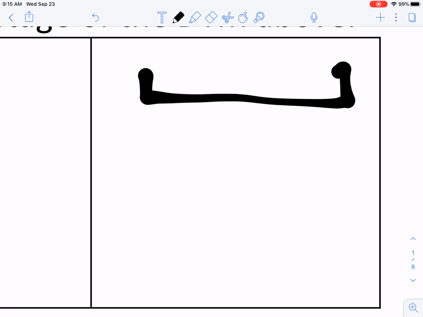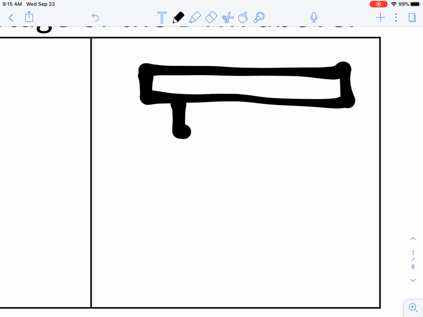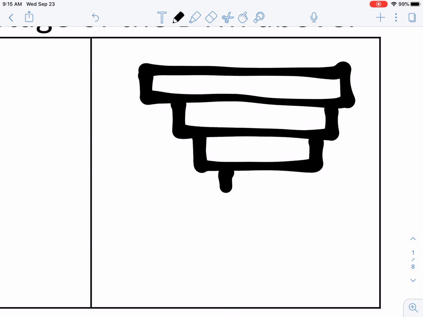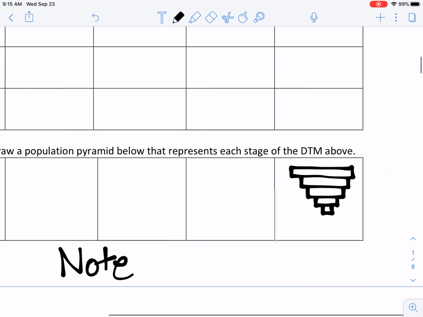So it would be an inverted pyramid, which just means the bars would look like this. Inverted means upside down. Okay, so that works fine for its shape.